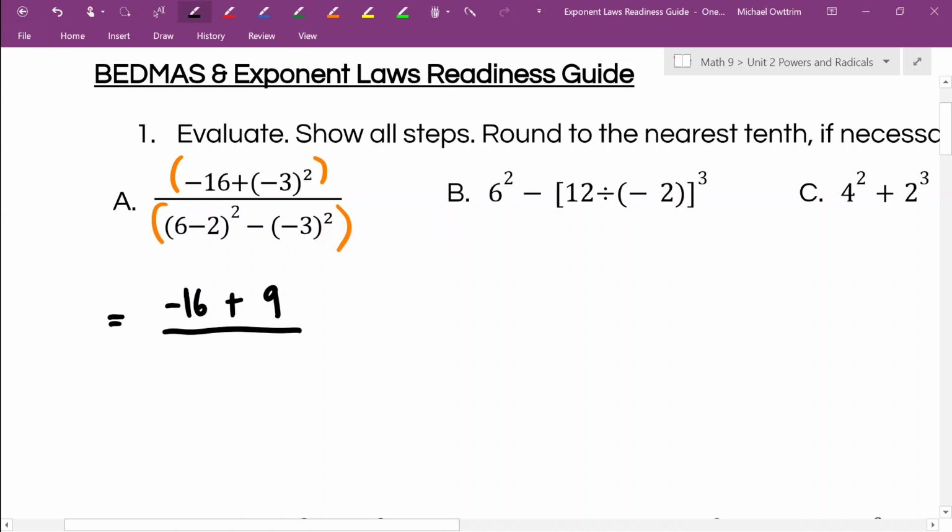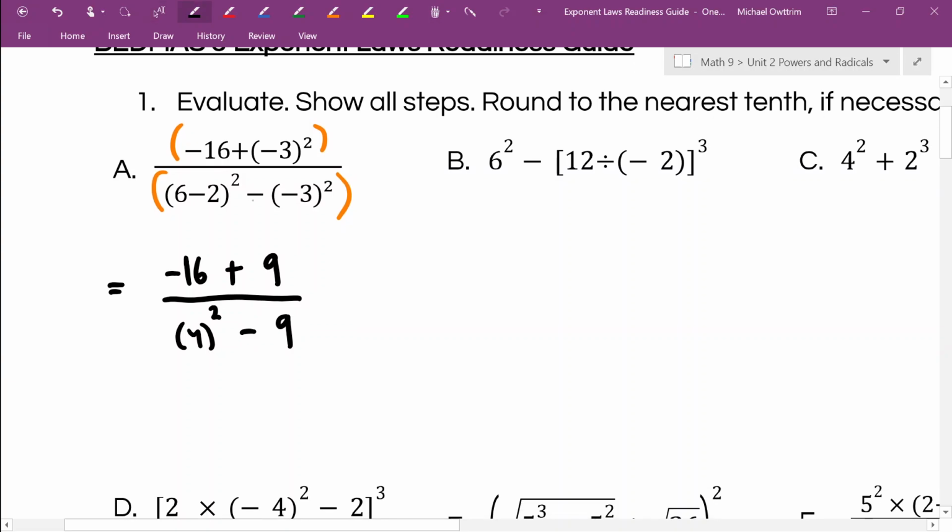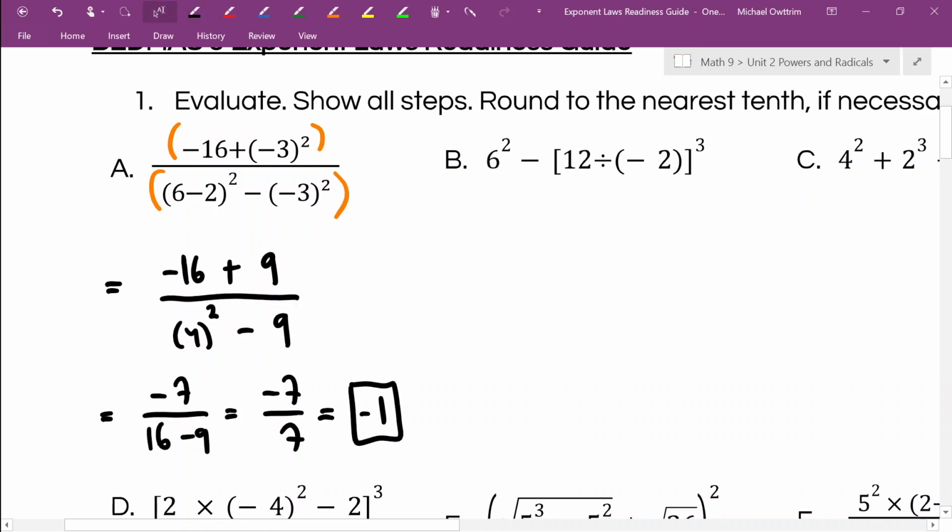On the bottom, I've got my 6 take away 2 is 4 squared, and then negative 3 squared again there is 9 on the bottom. Okay, and we are subtracting that positive 9. So when we evaluate that, we're going to have our negative 16 plus 9 is negative 16 getting less negative by 9, or negative 7. On the bottom, we're going to have 16 minus 9, and that'll be positive 7 on the bottom. And negative 7 divided by positive 7 is negative 1 as our value.